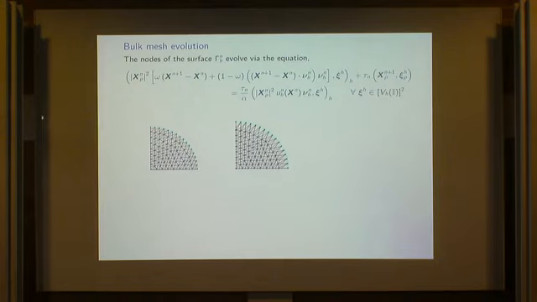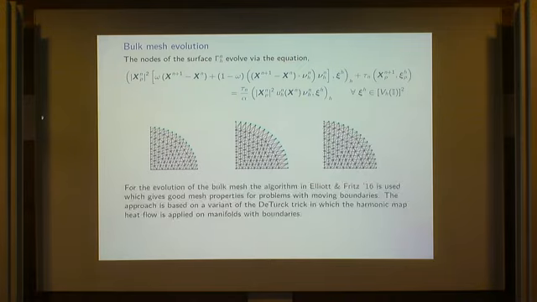So what we clearly need to do is also evolve the vertices of the interior mesh. And how do we do that? We now use the second method introduced by Elliott and Fritz in 2016. And again, they're using the Turk trick in a different setting now. Explicitly, they're using it to provide good mesh properties for problems with moving boundaries, which is clearly exactly what we've got here. So again, you use the harmonic map heat flow, and you use its solution to evolve the vertices of the interior mesh by solving a PDE.